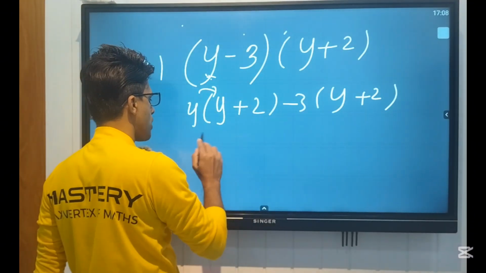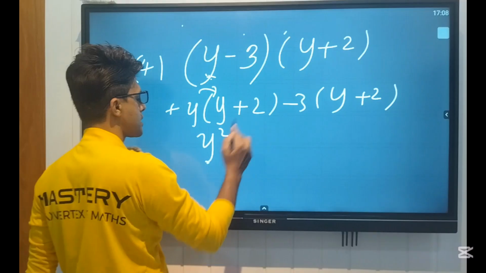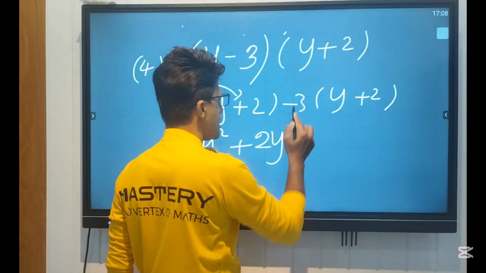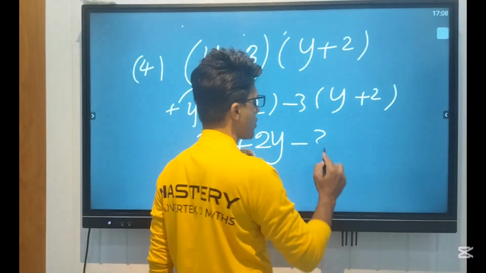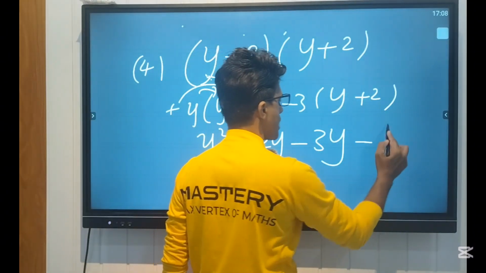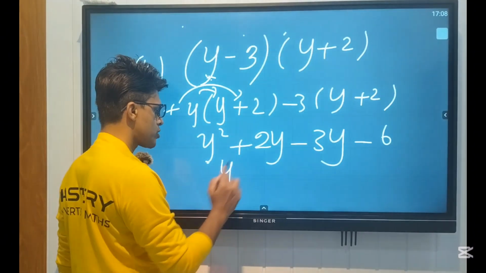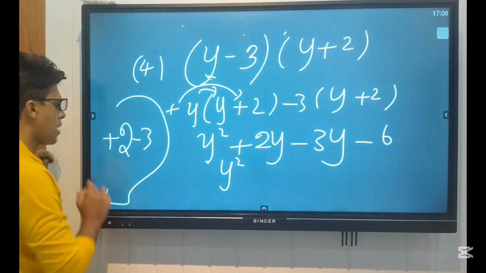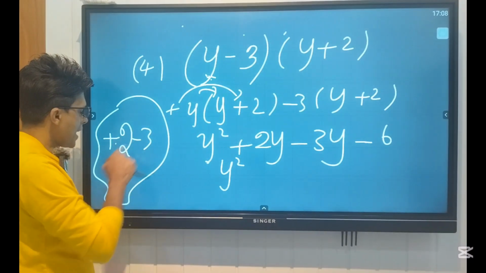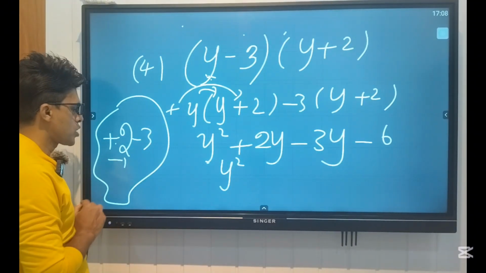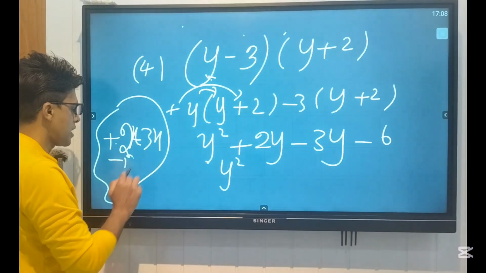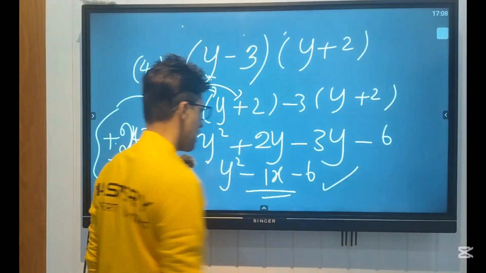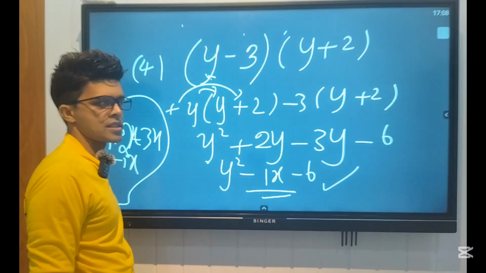So y into y is y squared. Then here plus into plus, and also y into 2 is 2y, minus into plus is minus, 3 times y is 3y, minus times plus is minus, 3 times 2 is 6. Then plus 2y and minus 3y when you simplify, the greater digit is negative, 3 minus 2 is 1, so minus 1y, and here minus 6. The answer here is y squared minus y minus 6.